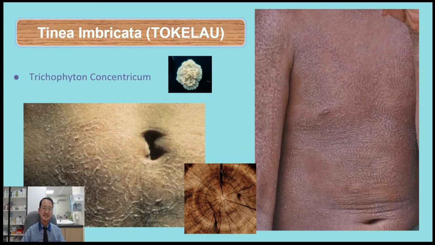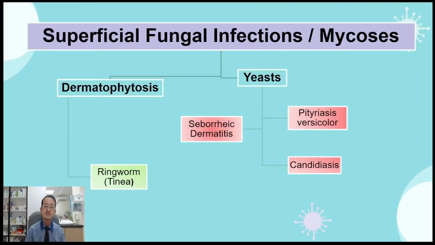Now, this is a very special tinea infection, known as tinea imbricata. It's actually pronounced that way, not the other way. The patient has a wood grain appearance, very classical, like a wood carving, caused by Trichophyton concentricum. I have seen a few cases in the local aborigines. Usually this one needs oral medications, and it runs in families. Okay, so I finish off with dermatophytosis.